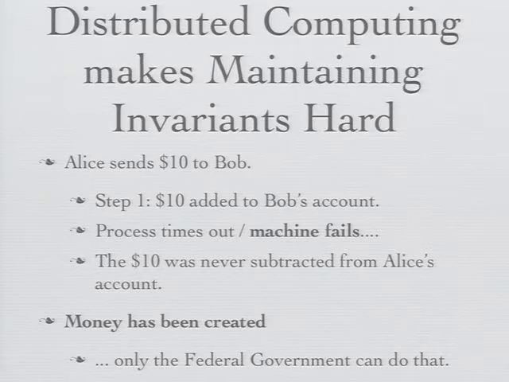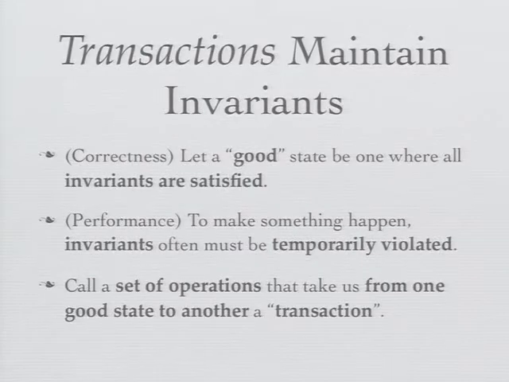How do we solve this problem? Transactions. Transactions are where maintaining invariance correctness meets unlimited scalability. Let's call a good state a state where all of your invariants are satisfied. Your program is in a good state. It has all the properties the user wants. Good, leave it that way.